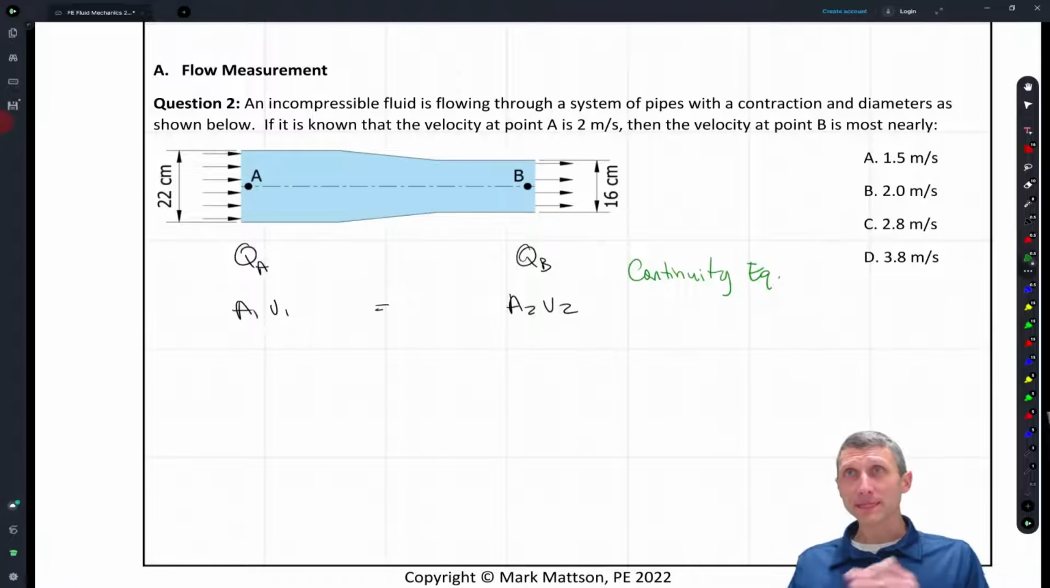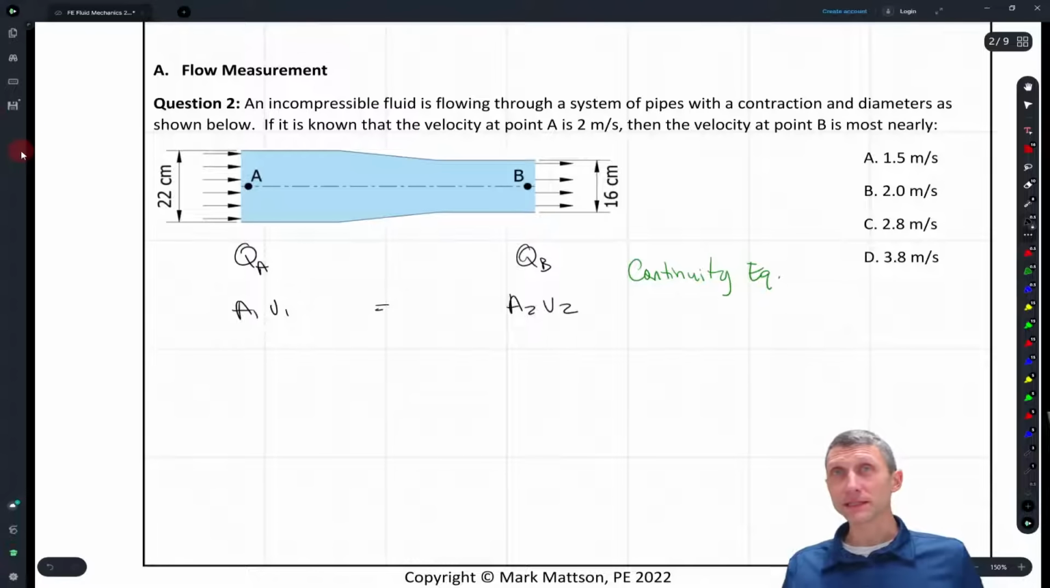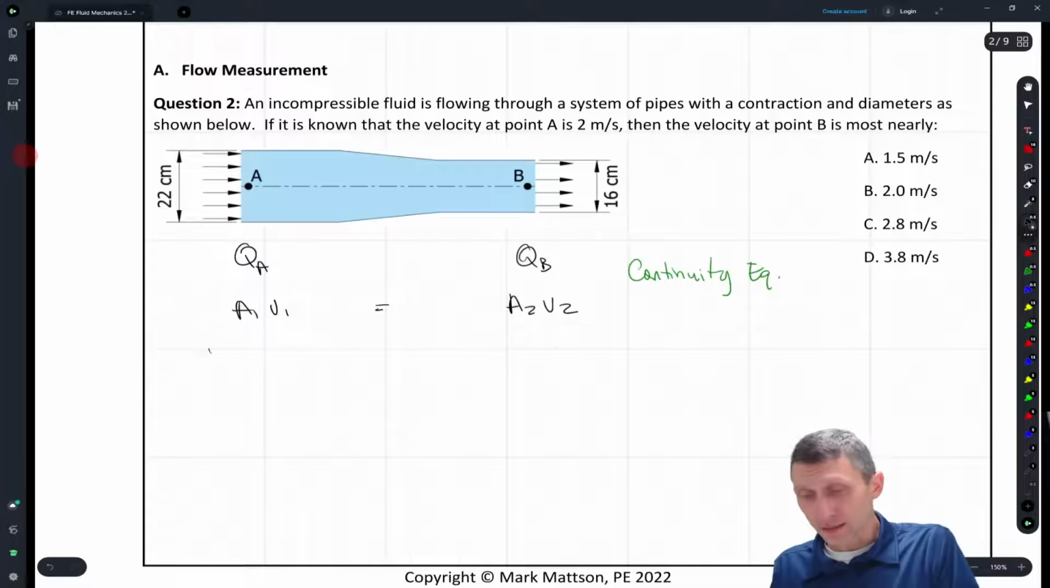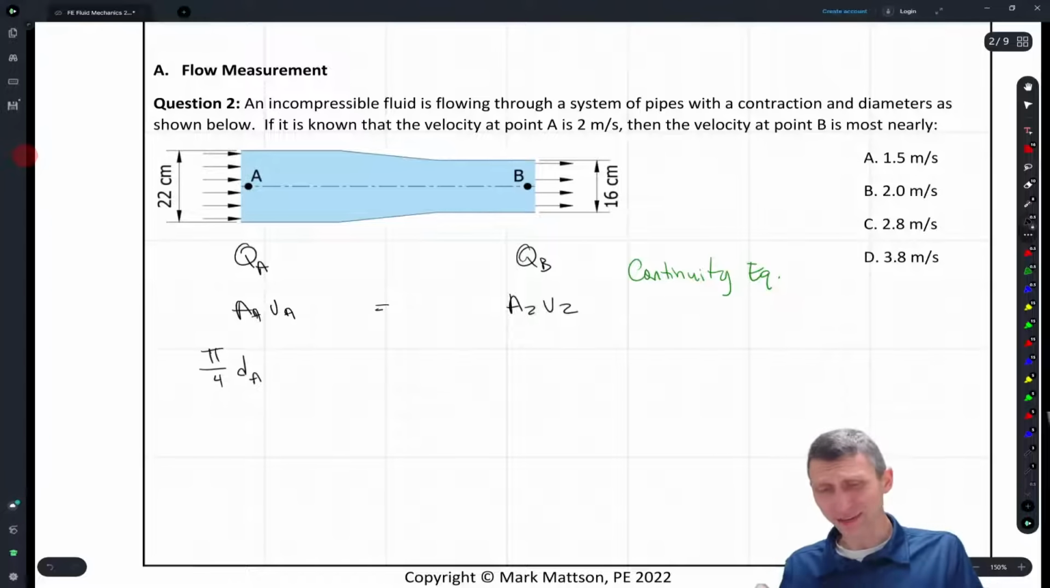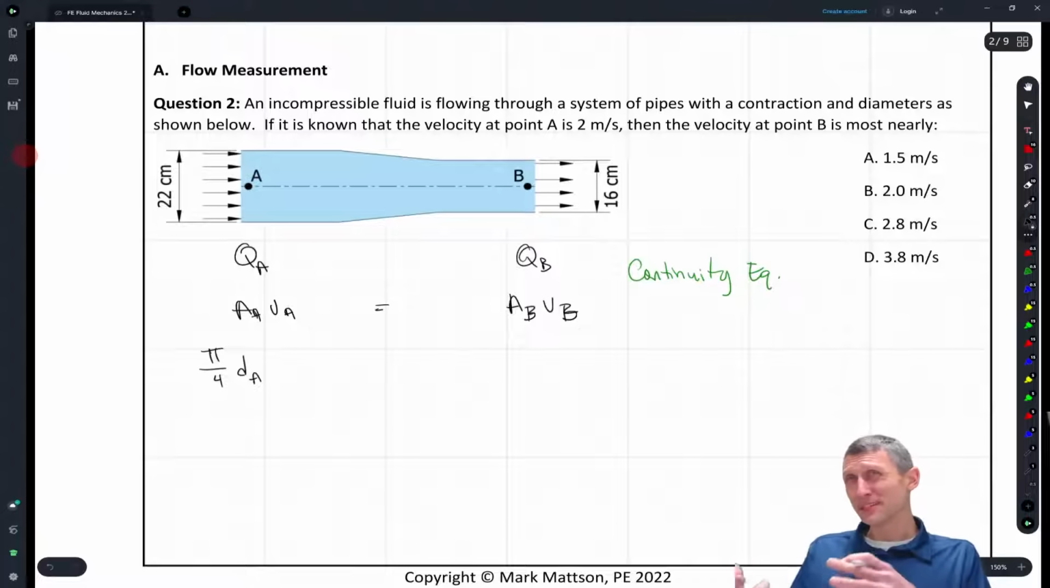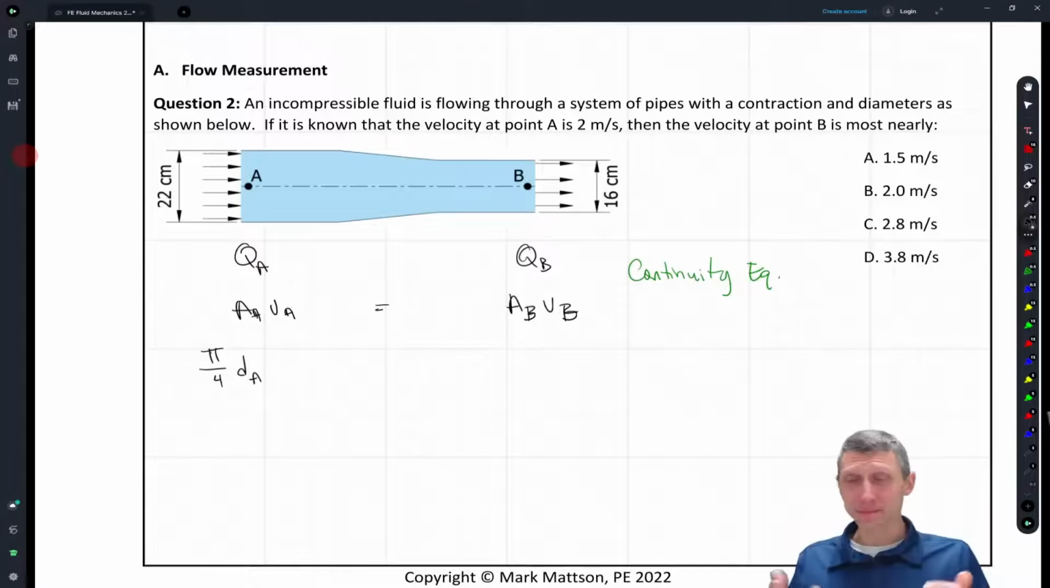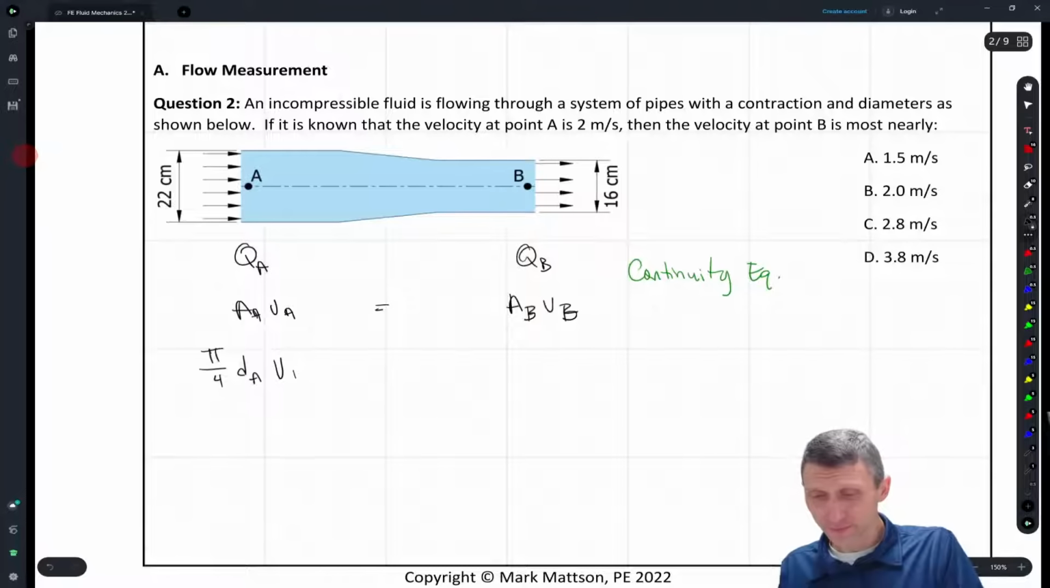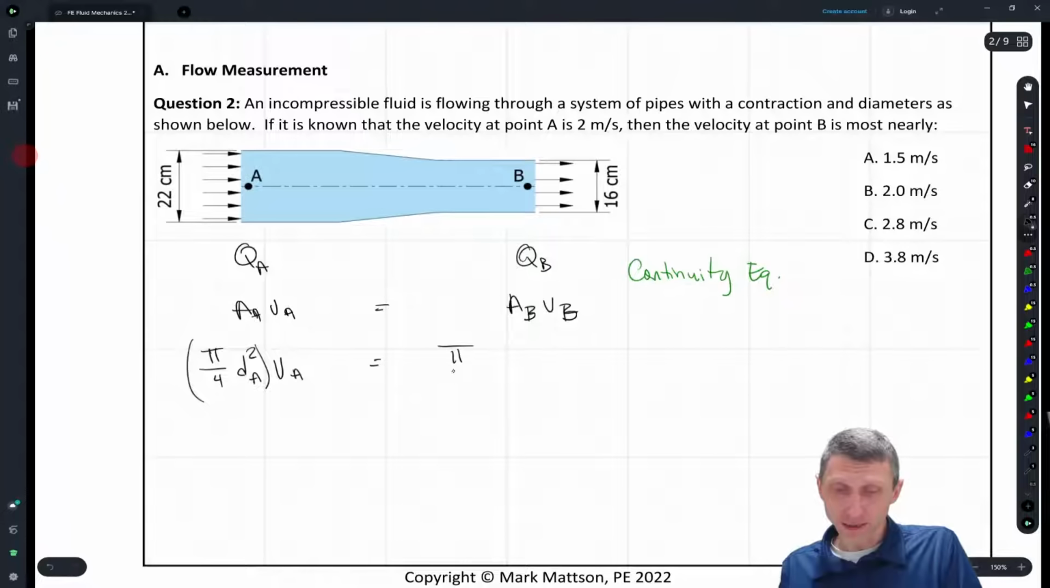And hopefully if you get something like this, it's this straightforward, and all you have to do is plug in pi over 4 times d of A. I call this A, I could call this 1, I could call this B or 2. In the reference handbook, it's 1 and 2. Here I'm using A and B. Either way, we have our area, and I need to square the diameter. That's going to equal pi over 4 times the diameter of B squared, that's our area at point B, times the velocity at B.